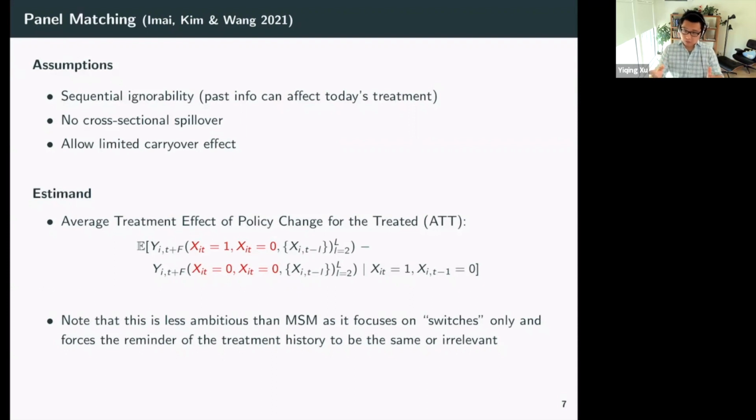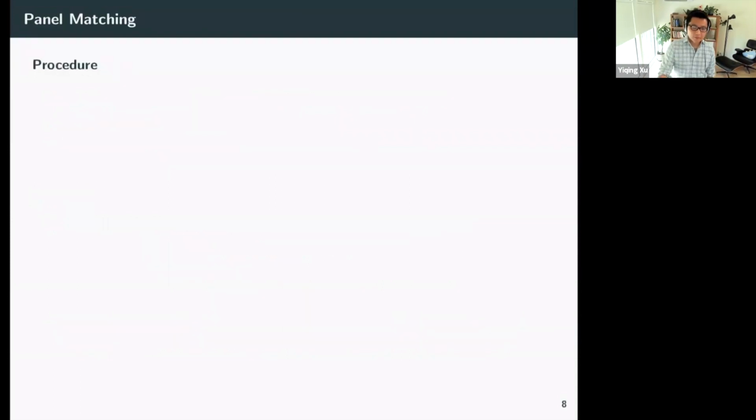You first narrow your focus to comparisons in which the treatment history, at least for a couple of periods in the past, is exactly the same. And then you compare units that just have changed their treatment status and units that have not changed their treatment status. So I think it's less ambitious, but maybe you can get more precise estimates than MSM because it's non-parametric, or at least semi-parametric.